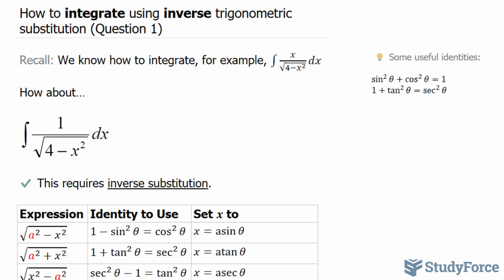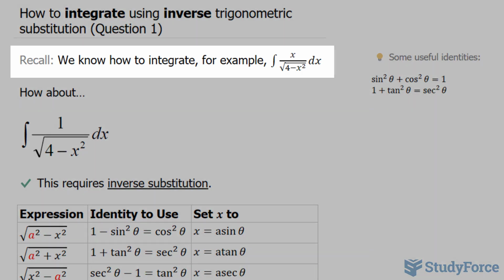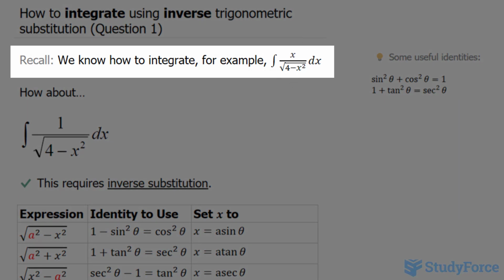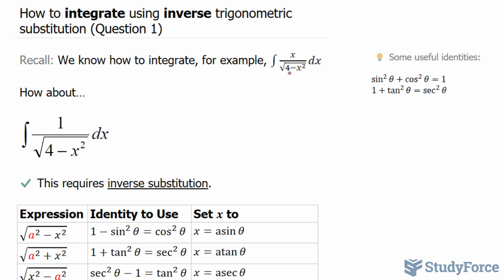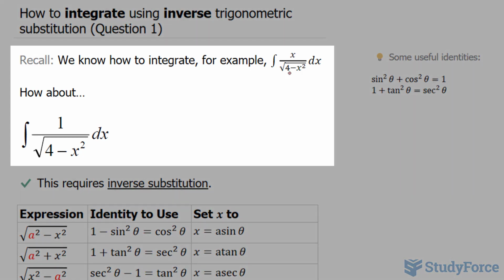In this video, I'll show you how to integrate using inverse trigonometric substitution. This is question 1. Now we all know how to integrate a function like this, where you simply perform a u-substitution with 4 minus x squared, and you end up with a function that's easily integratable. But how about a function that looks like this?